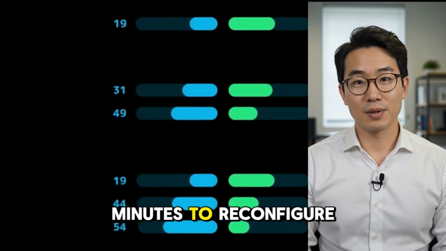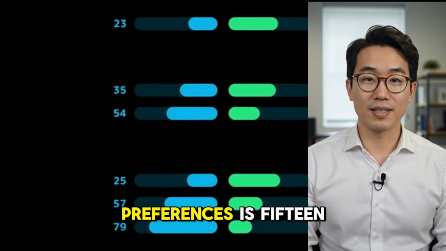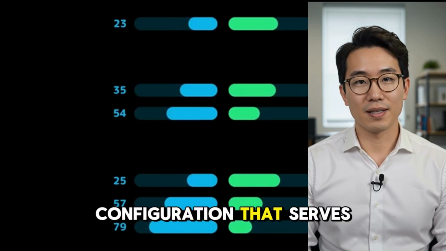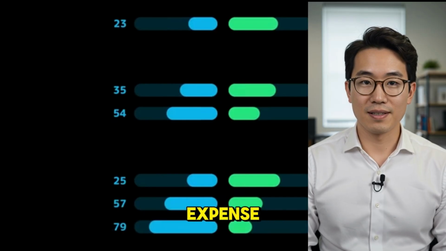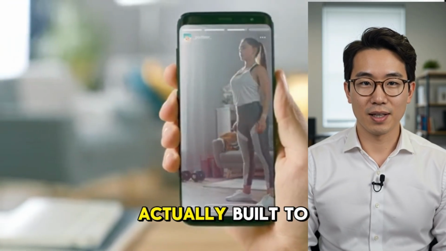Taking 15 minutes to reconfigure those defaults toward your actual usage patterns and your actual performance preferences is 15 minutes of recovering the phone you paid for from the configuration that serves everyone else's interests at your expense. Turn these settings off. Your phone's speed will reflect what the hardware was actually built to deliver.